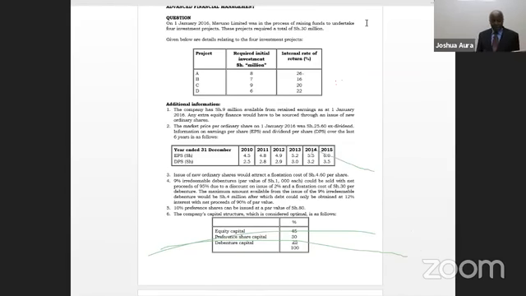Note 5, 10% preference shares can be issued at a par value of shillings 80. Note 6, the company's capital structure, which is considered optimal, is as follows. Whenever you see an optimal capital structure being given to us in form of percentages like that, in short, what they're giving us is the weight of equity.